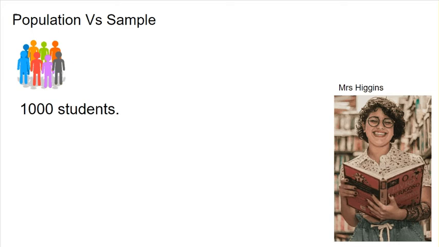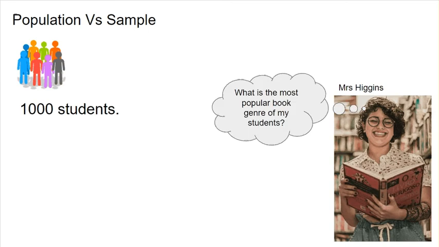Now Mrs. Higgins wants to stock more books in the school, which she knows the students will love, but she needs to find out what the most popular book genre is for her students to read. Now in her school there are 1,000 students. She hasn't got time to go round and ask every student their opinion. So she decides to ask a sample of students. How many students should she ask to make it representative?